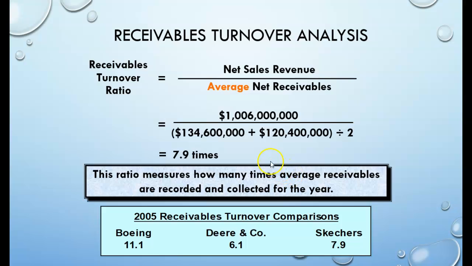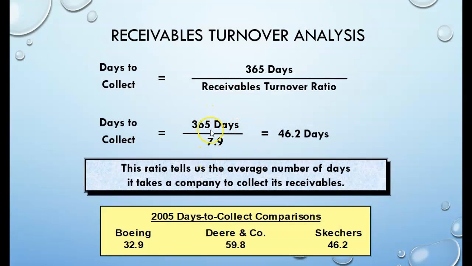What we often find is better is to talk about how many days on average it takes us to collect our accounts receivable. And what we're going to do is we'll just take this 7.9 times and we'll divide it into 365 days. What the receivables turnover days to collect is telling us is that on average, it takes Skechers 46 days to collect their accounts receivable. Is that good? It depends.